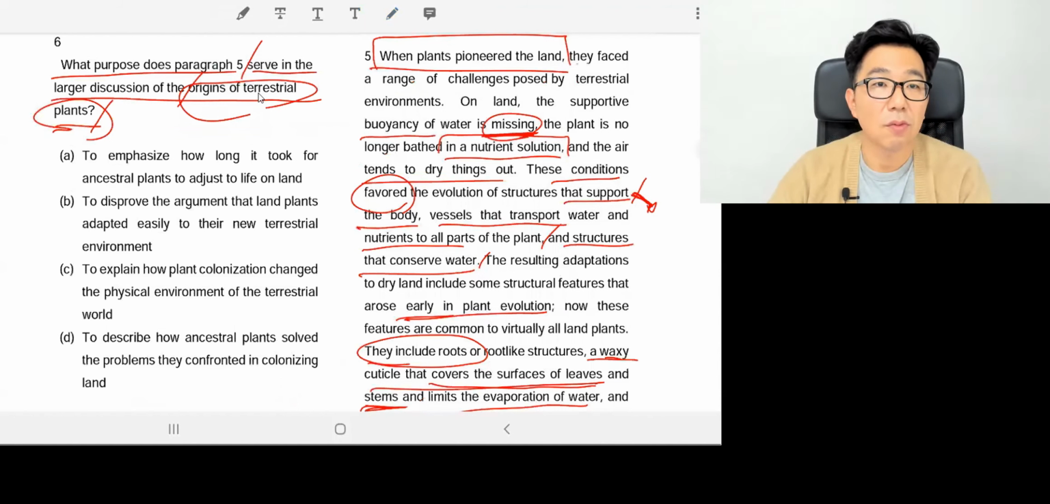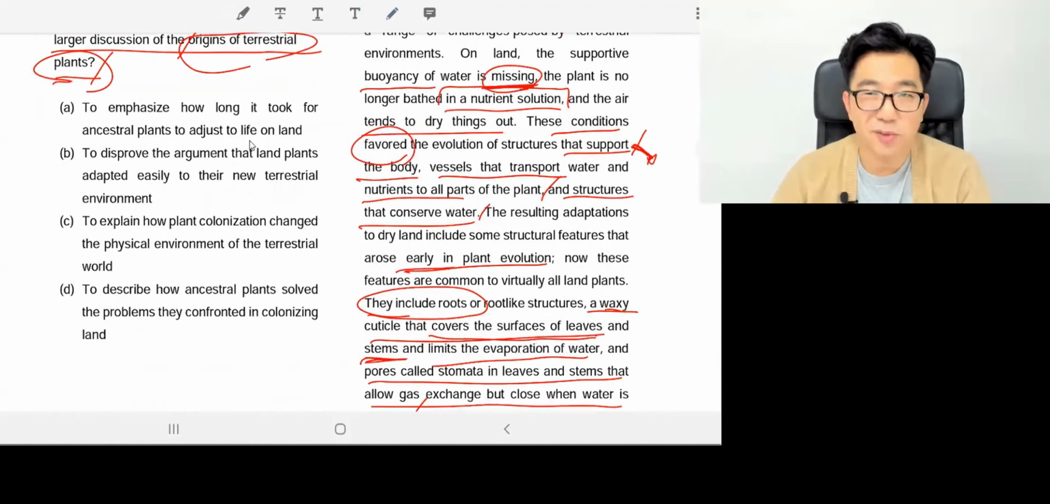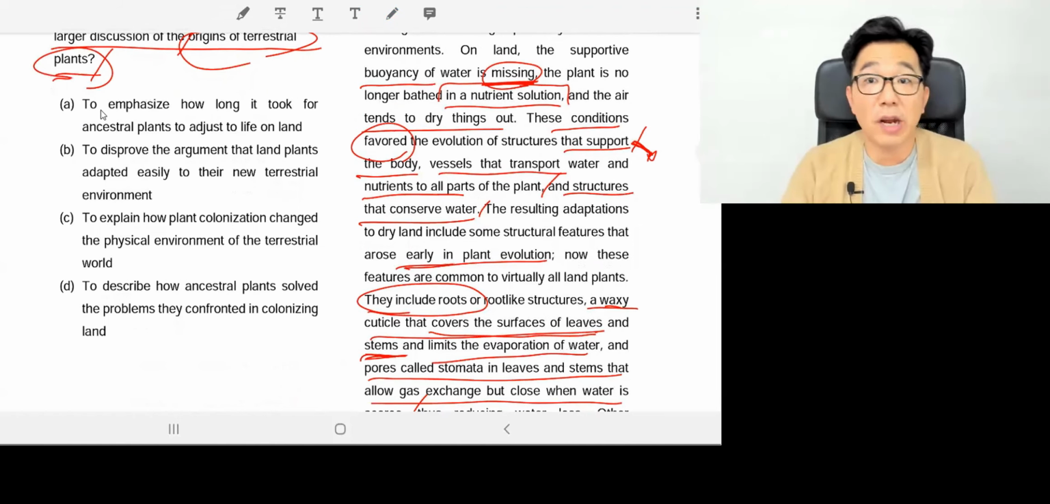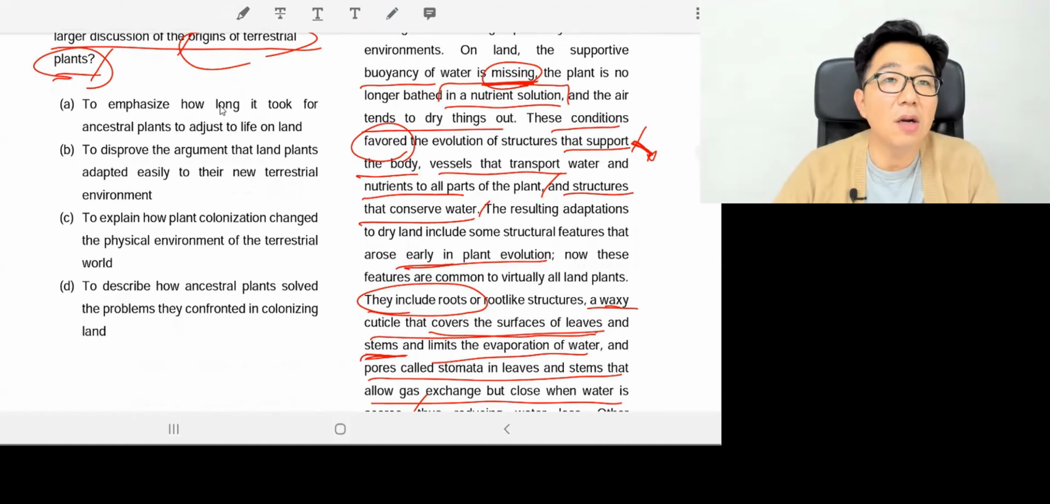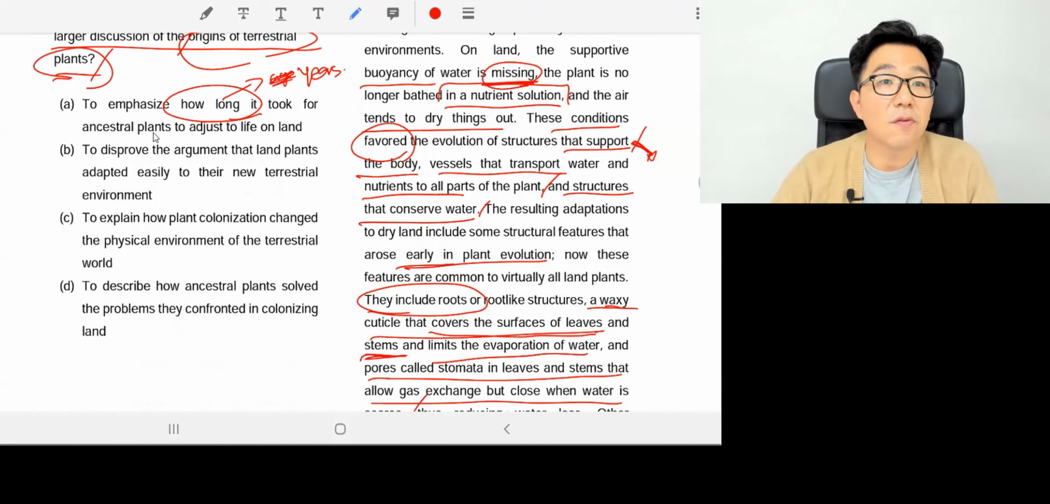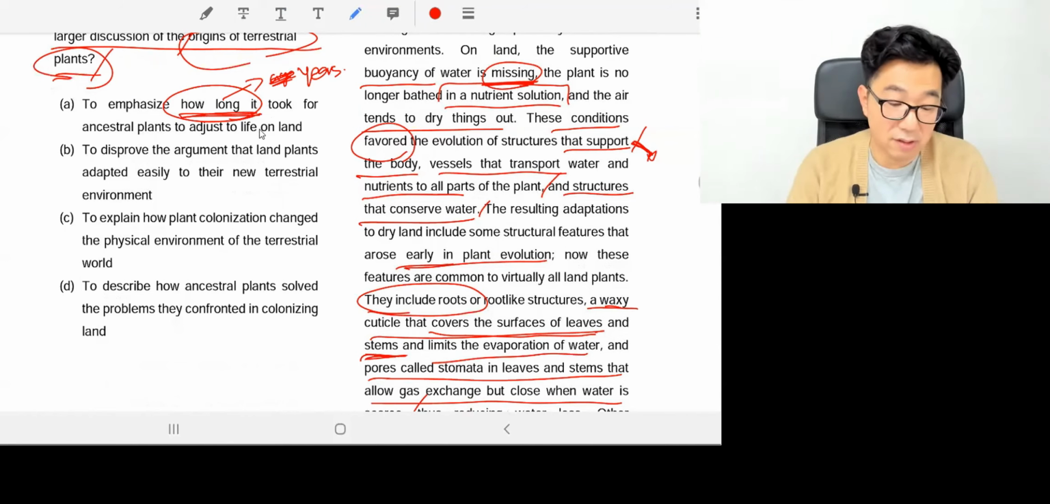All right, so the questions wording were pretty heavy. What is the purpose of this paragraph in discussing the origin of land plants? Question may be easy. Let's find out. A, to stress how long it took for ancestral plants to adjust to life on land. Does it say how many years? Not really. The focus is not how many years it took. Paragraph 5, definitely not. We read it together just now.